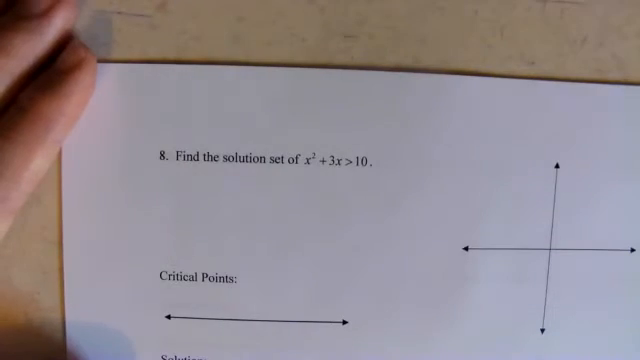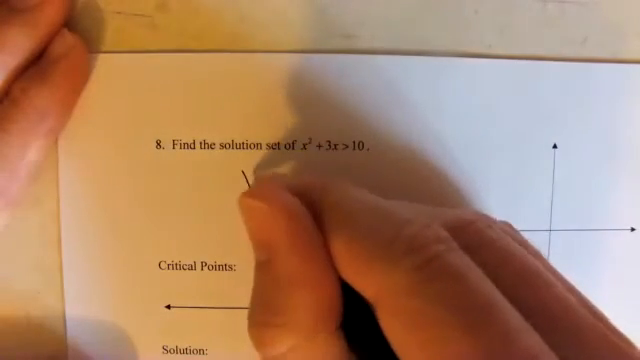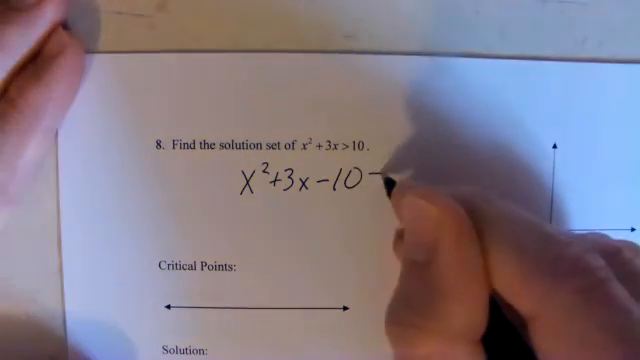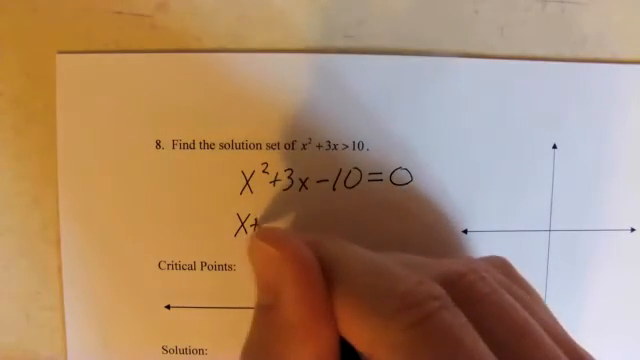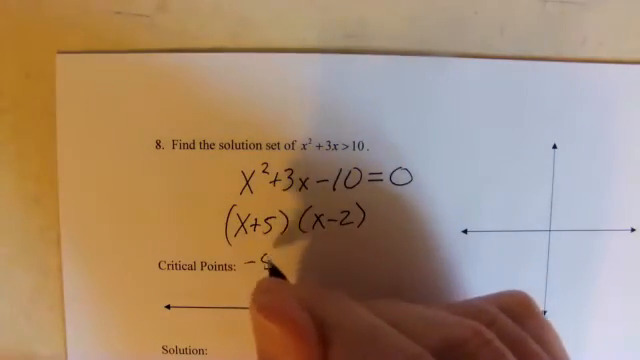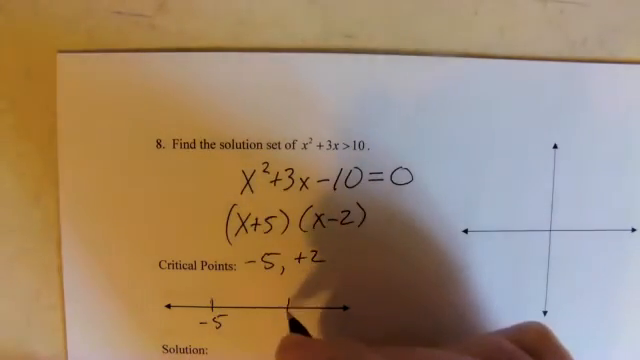Find the solution set now of this one, which is an inequality. We're going to start it in the same way, x squared plus 3x minus 10, and I'm going to say equals 0. And it's not true that it equals 0. In fact, we're looking for where it's going to be greater than 0. But what I am looking for first is those critical points, the points where the boundaries are. So I'm going to factor this as x plus 5 and x minus 2. And my critical points are negative 5 and positive 2.